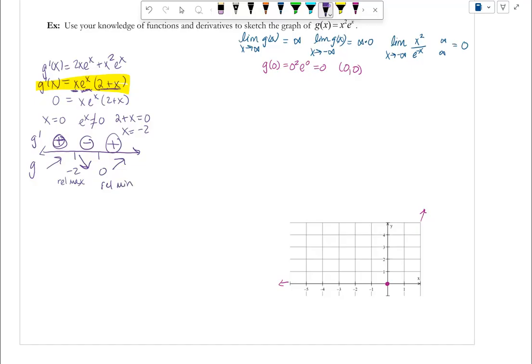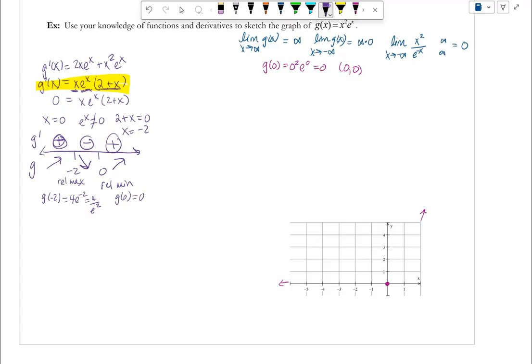If I want to find the actual value of that, again, I would have to plug that back into g. So g of -2 is going to be 4e to the -2, which is 4 over e squared. And I know that e squared is a number between 4 and 9, so that could help me approximate that value. And then we already know that when we plug in a 0, g of 0 is 0. So that's the location of my relative min.